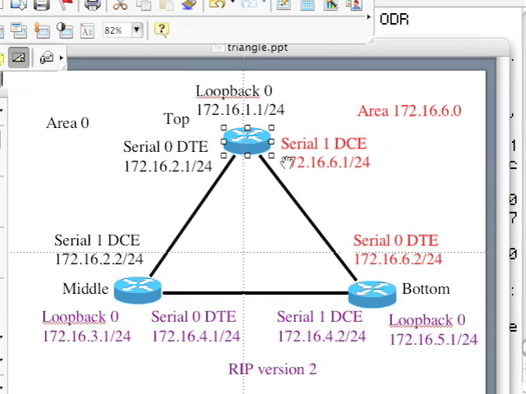So looking at the picture, because this is a stub area, and the top router knows it's an area border router, and it knows it's an area border router because it has interfaces configured on 2 areas, it injects a default route into area 170.16.6.0. And then the bottom router, if it needs to get to a route that was previously external, like 170.16.3.1, it will follow the default route to get there.